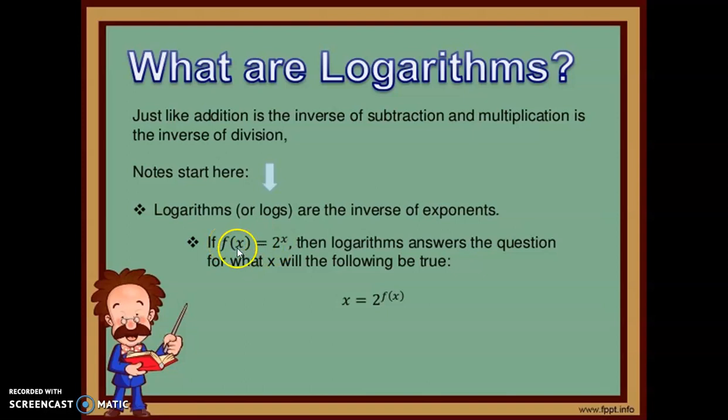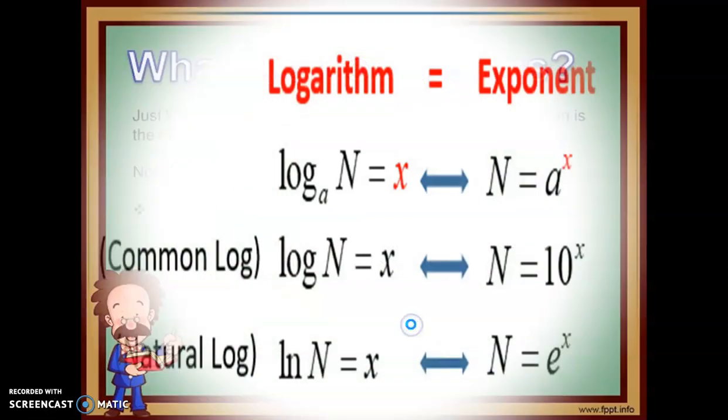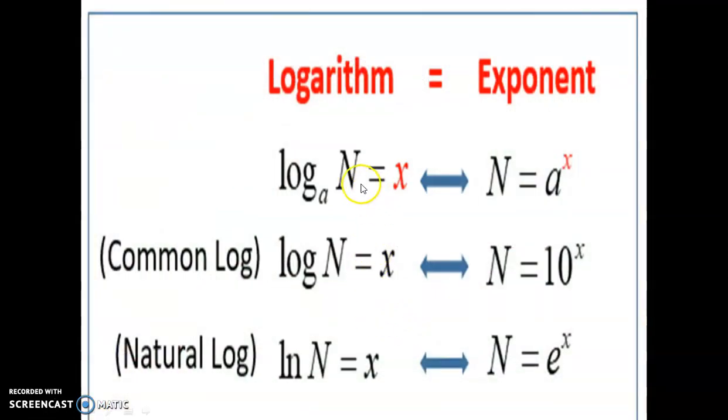I introduce again, f of x is equal to 2 raised to x. Here f of x is called function, 2 is called base and x is called variable. Then we convert this function into logarithmic form, that goes to x is equal to 2 raised to f of x. Logarithm and exponent, these two basic concepts we have to discuss in this chapter.